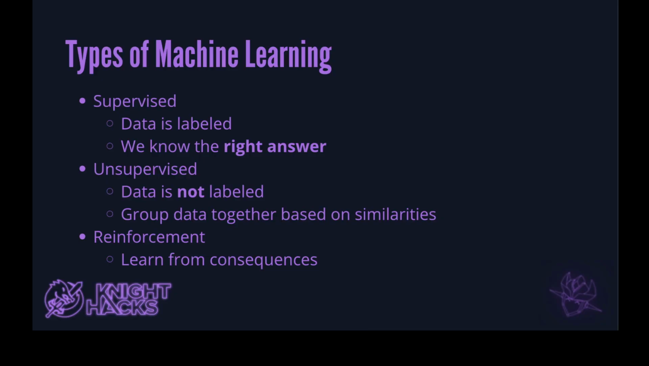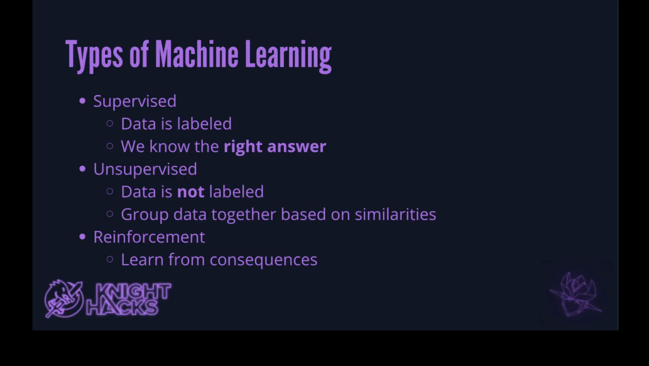In these situations, we know the right answer, so the machine simply needs to figure out how to accurately predict the label each time. Unsupervised machine learning is when we deal with data that is not labeled. That might mean we have no idea what the data is, but we still want the machine to find patterns for us. So what the machine will do instead is group data together based on their similarities.